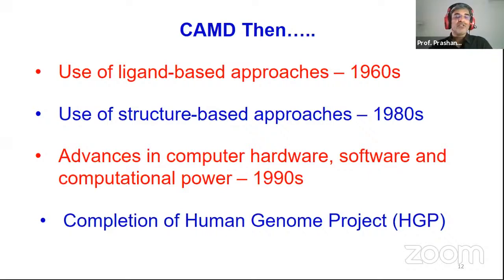And another important thing was the completion of the Human Genome Project back in 2003, when I had just graduated, when my PhD was just completed. After completion of the Human Genome Project, the number of targets available for therapeutic intervention went from less than 500 to more than 5,000 or so. So you can imagine, suddenly we had this information available that a particular target could potentially be used for developing drugs for intervening in a particular disease process.